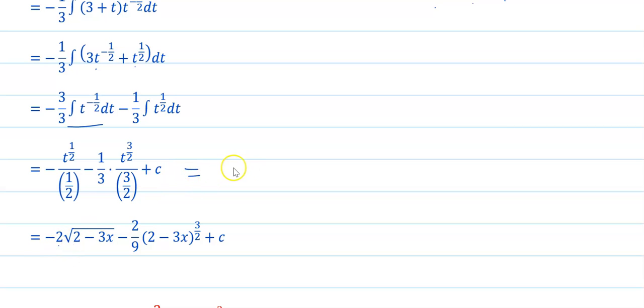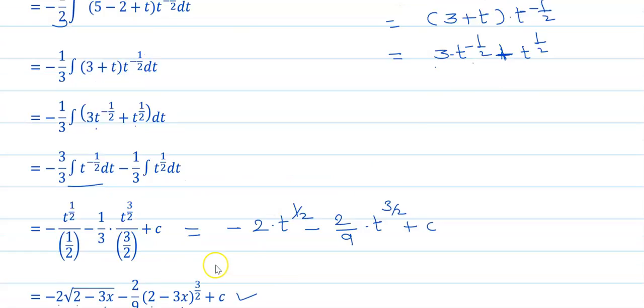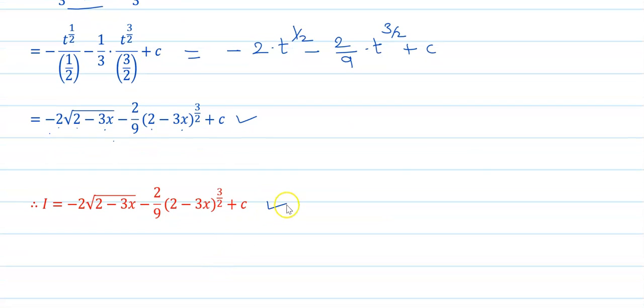I will write one more step here. That is 2 into t raised to 1 upon 2. This is the first one. Next, 3 into 3 is 9, and this 2 will go to the numerator. Then you will get minus 2 upon 9 t raised to 3 by 2 plus c. And hence the answer: minus 2, t raised to 1 upon 2 means root of 2 minus 3x, minus 2 upon 9 in bracket 2 minus 3x raised to 3 by 2 plus c. And this is the answer. You can see this is the answer.